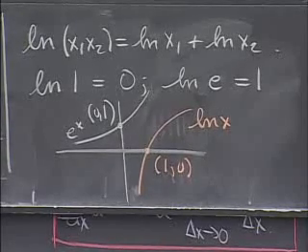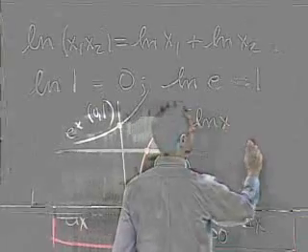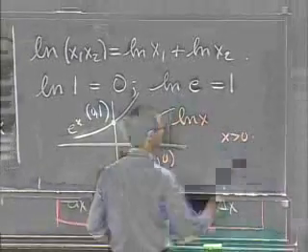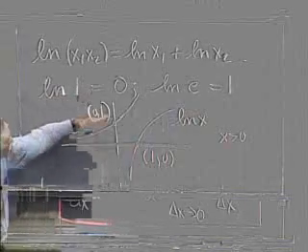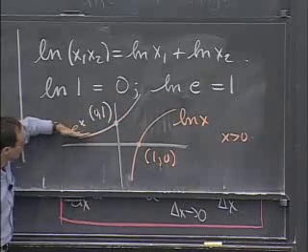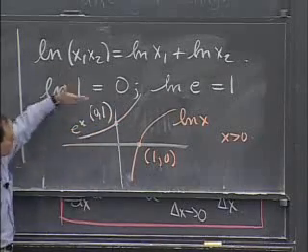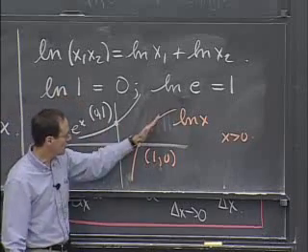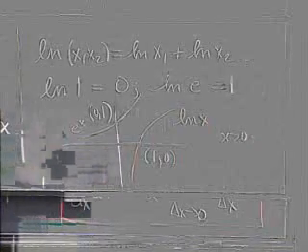And notice that it's only defined for x positive, which corresponds to the fact that e to the x is always positive. So in other words, this white curve is only above this axis, and the orange one is to the right here. It's only defined for x positive. All right?